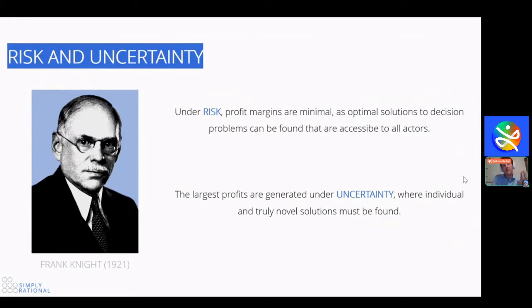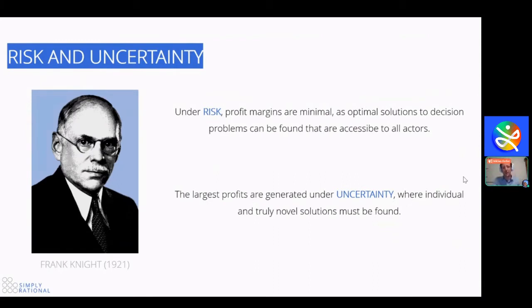Because under risk, basically every one of the market participants knows the optimal solution. Therefore, everybody works towards this optimal solution, and you can only outcompete your competitors by increasing your efficiency. But the optimal solution has been decided upon by every market participant.